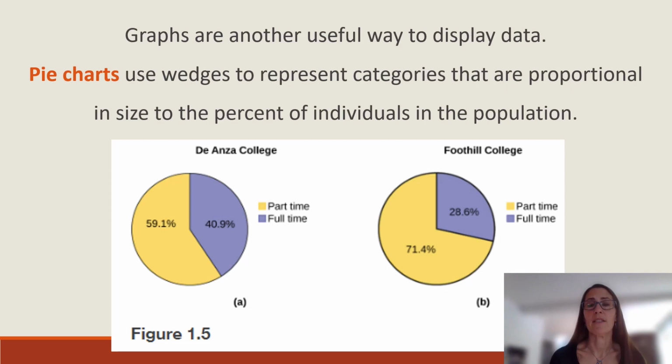Graphs are another useful way to display data. Pie charts use wedges to represent categories that are proportional in size to the percent of individuals in the population. So these two pie charts use the data from the previous table, and it shows us the percent of full-time and part-time students at both De Anza College and Foothill College, and it's just a visual representation of that information, which sometimes can be really helpful. You can tell by the numbers, but obviously 71.4 is a larger percentage. You can see with that larger pie wedge that it's a bigger percentage at Foothill College versus De Anza College.